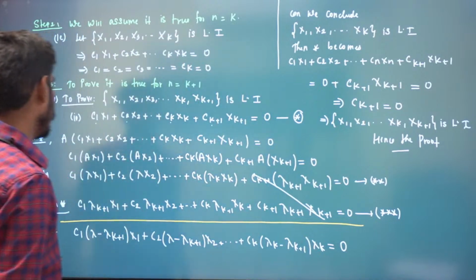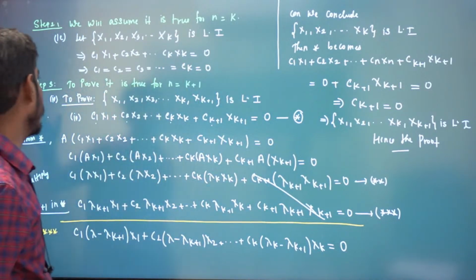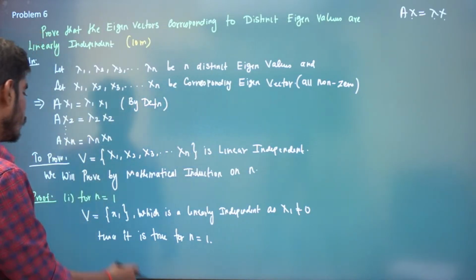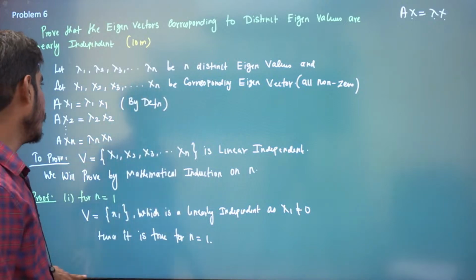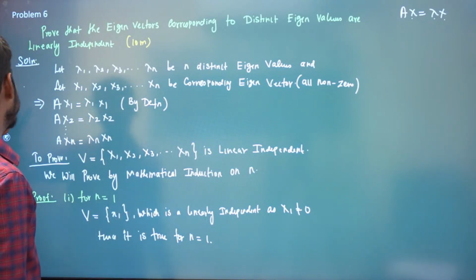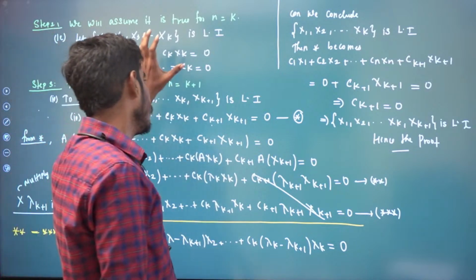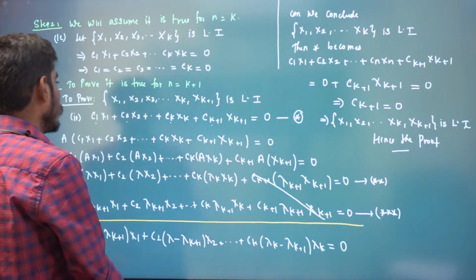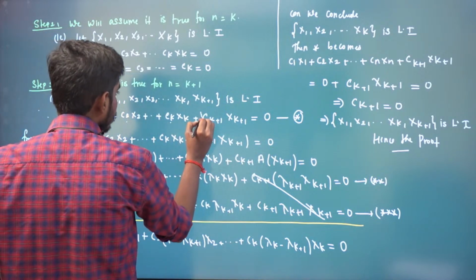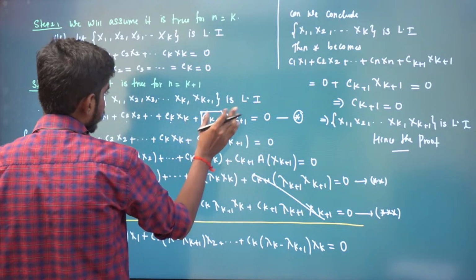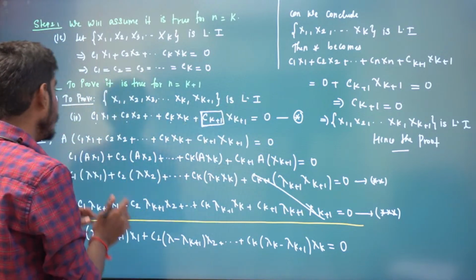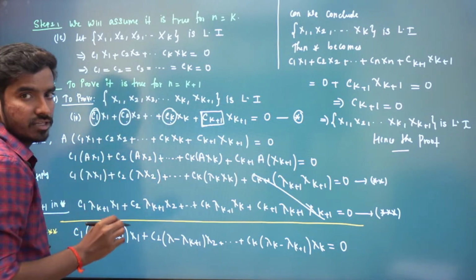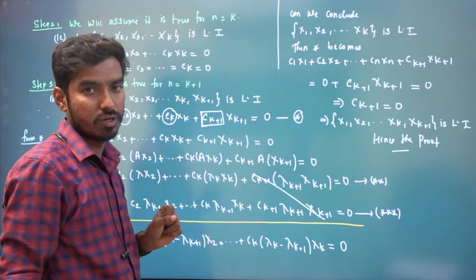Very simple proof. Actually I tried a new thing, but it works. What we did is we proved by mathematical induction on n. For n equal to 1, it is true. For n equal to k, I'm assuming it is true, that is, this set is a linearly independent set. With this assumption, I'm trying to prove it is true for n equal to k plus 1. I already know that C1, C2, all these Ck's are 0. So my aim is to prove that Ck plus 1 is 0.